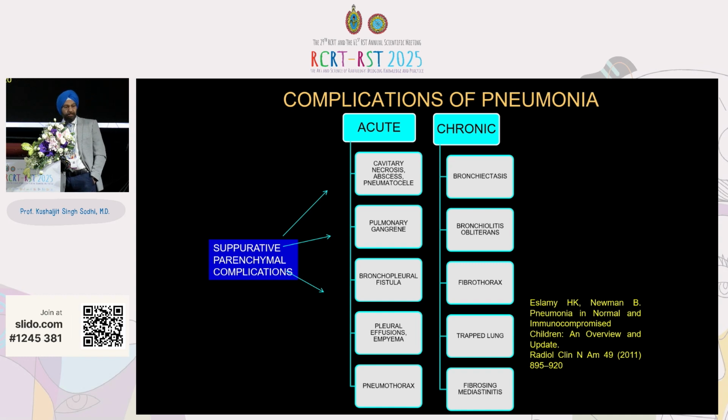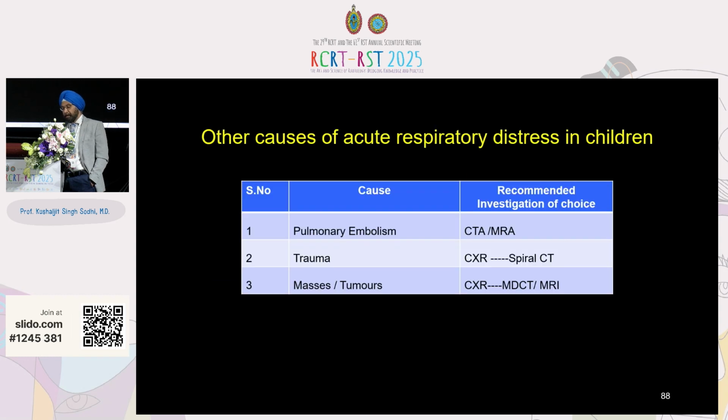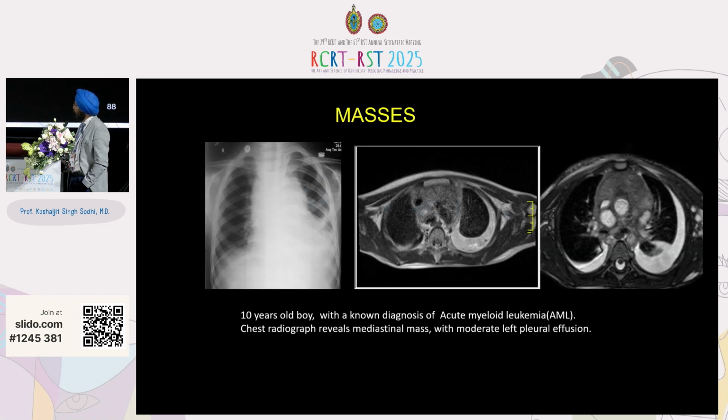This is where cross-sectional imaging like CT and MR might be required, especially for follow-up of kids. And if some of these kids require surgery, you would need cross-sectional imaging like CT and MRI. Some other causes of acute respiratory distress in children include pulmonary embolism, trauma, and some tumors.